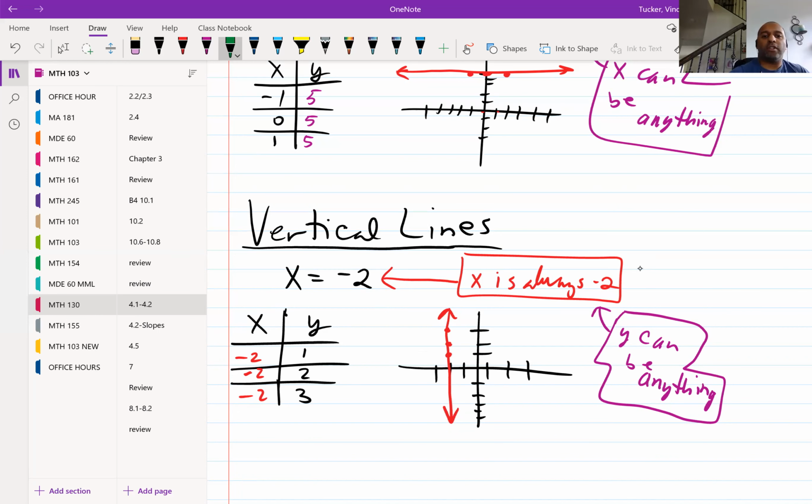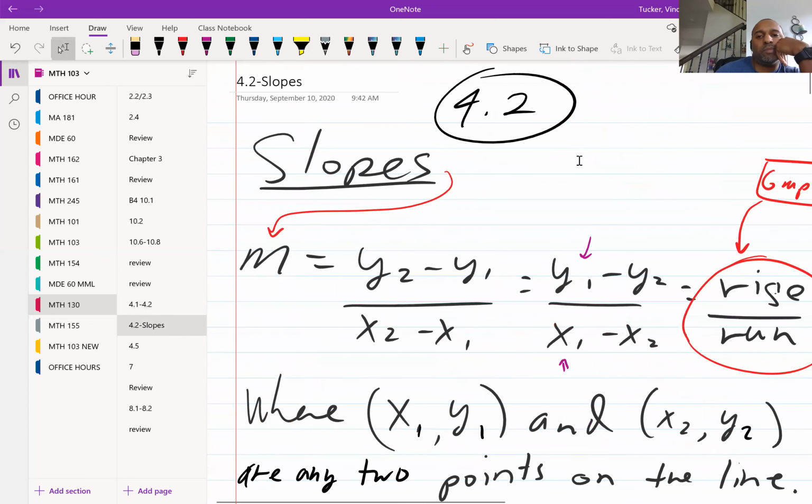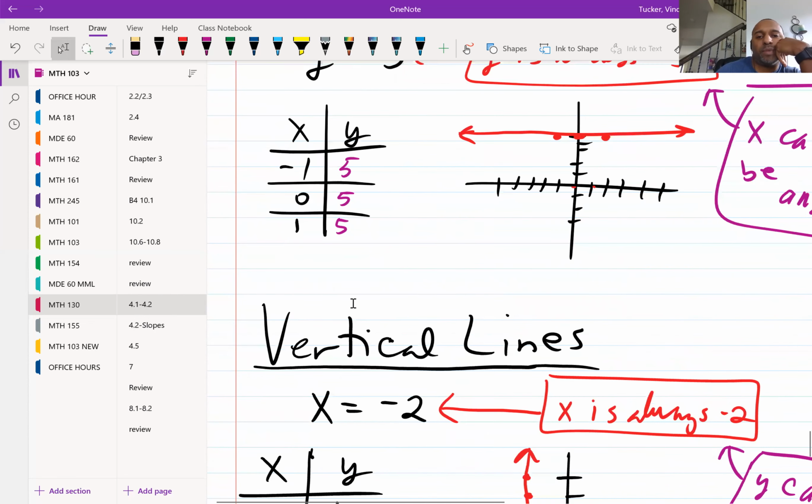All right, everybody straight? Okay, so next class we'll get into slopes. That's still 4.2, that's the rest of 4.2. And yep, close that out next class and then go from there.